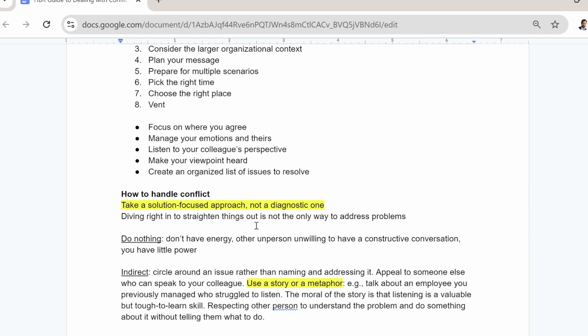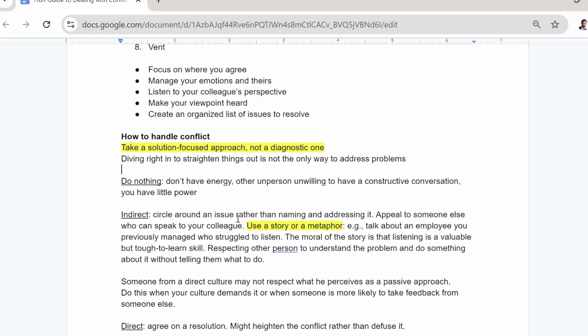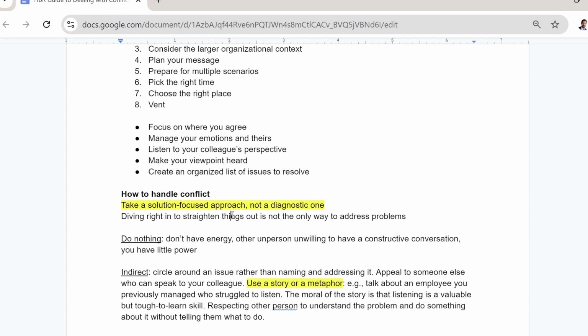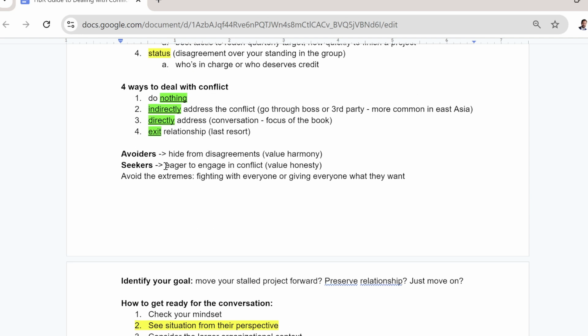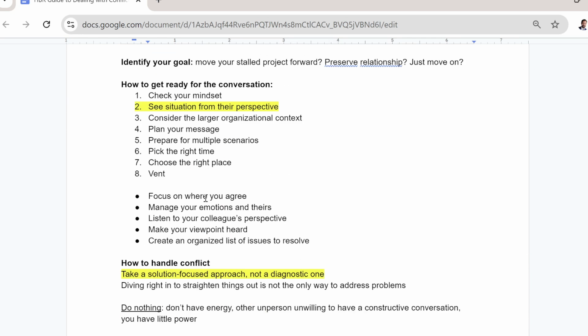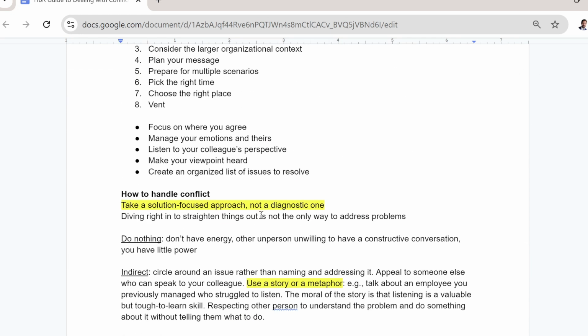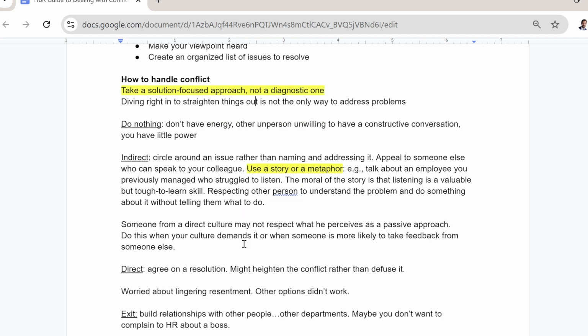Diving right in to straighten things out is not the only way to address problems, and sometimes it's not the best way to do it, even though I personally have a bias towards that. I have a bias towards being eager to engage in conflict, addressing the conflict directly, and just diving right in to discuss it and get to the root of the issue.